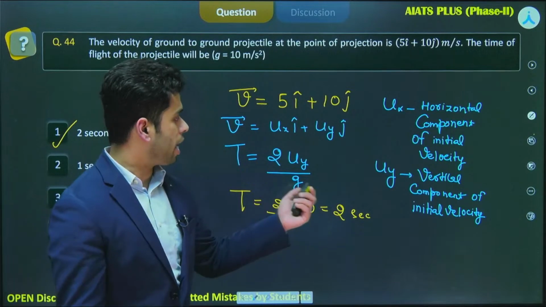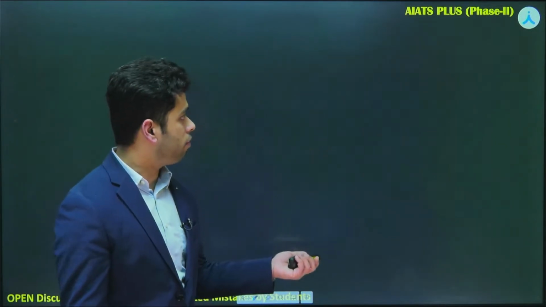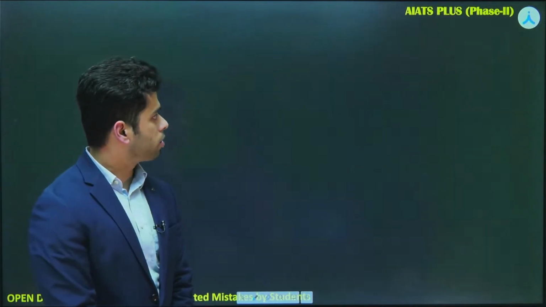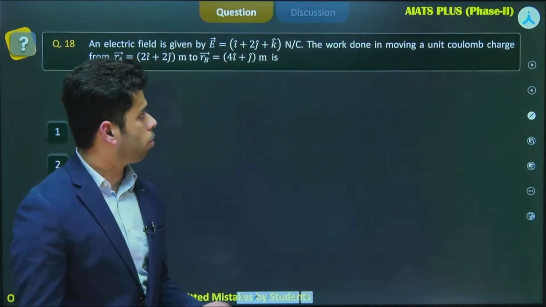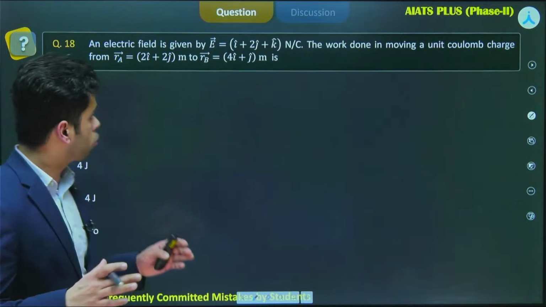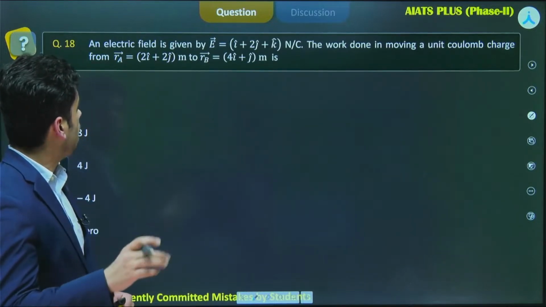You can find out the time of flight, you can find out the range, you can find out the maximum height, even you can find out the angle of projection also, right? Now let's move forward to another problem. Okay, there you go. You have the problem in front of you. If someone wants to attempt, they can attempt and put the answer in the comment box. And till then, I'll go through the problem.